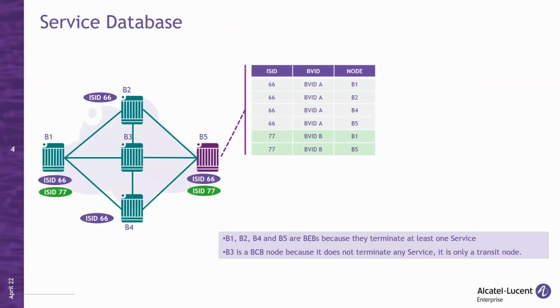SPB service membership information is shared across the SPB backbone by way of ISIS TLVs, such that all SPB nodes have a consistent view of the services which are active on each BEB and which backbone VLAN those services are mapped to. Each node then builds a service database. We will later see how this information can be used for BUM traffic replication.